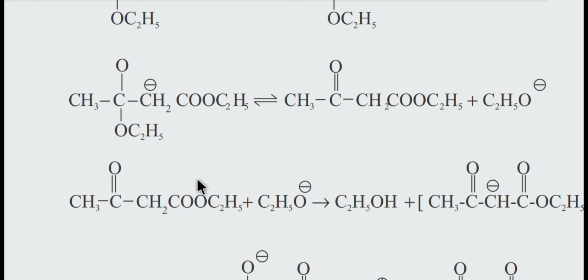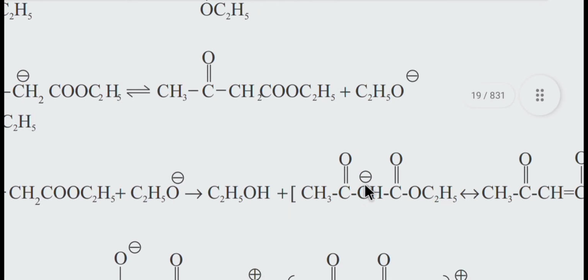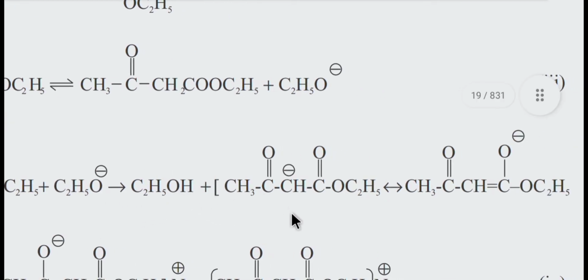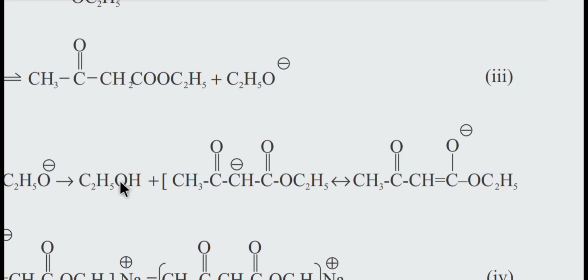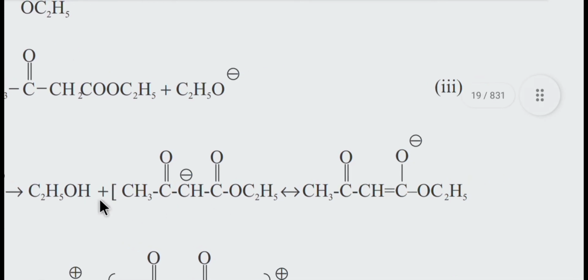So it will be like that. But here, in both carbonyl groups, the CH2 group that is present between both carbonyl groups, from this carbon the hydrogen will be abstracted and a negative charge will be produced on this carbon, while C2H5O negative will change into ethyl alcohol. So here that is also called ethyl alcohol, or ethanol. So it will change into ethanol. But here on this carbon, a negative charge is produced.